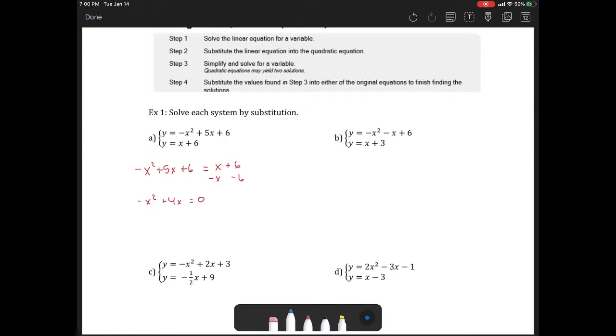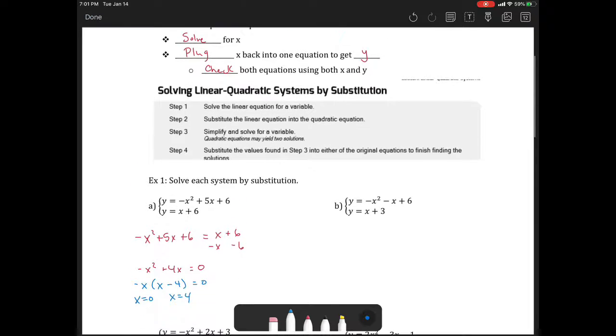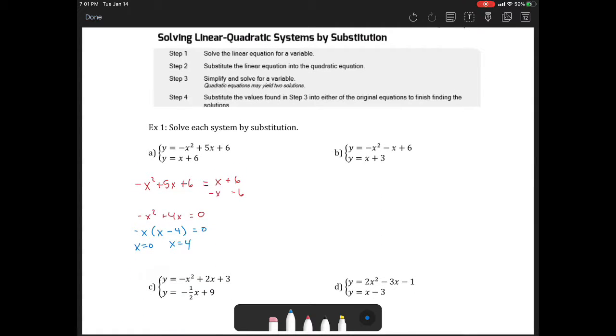From here, I now have to solve and find my x's. So first part on here, I'm going to take my negative x out, and I'm going to end up with x minus 4 equals 0. And with these two, I'll end up with x equals 0 and x equals 4. With these two, I now go back and plug my x's in to find my y's.